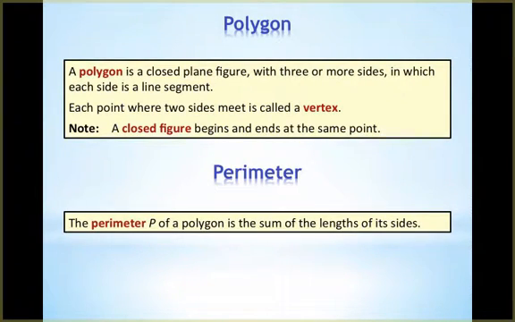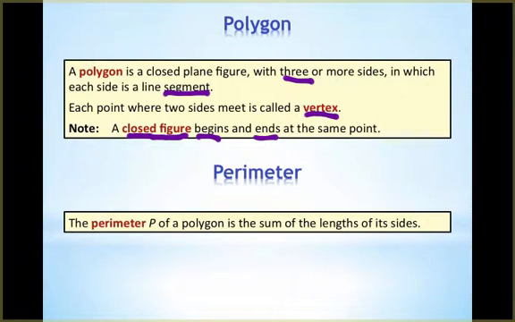Let's first of all discuss what is a polygon. A polygon is a closed plane figure. And what do we mean by closed figure? Well, that means that it has to begin and end at the same point. So it's a closed plane figure with three or more sides in which each side is a line segment. And the point where two sides meet is called a vertex.